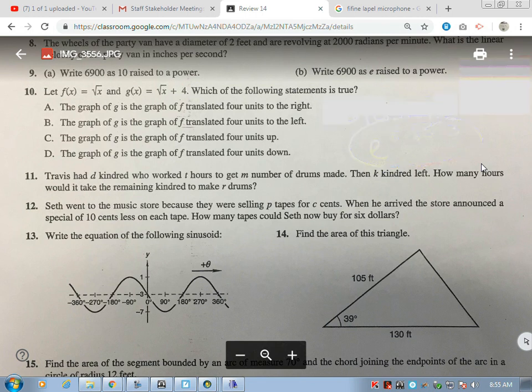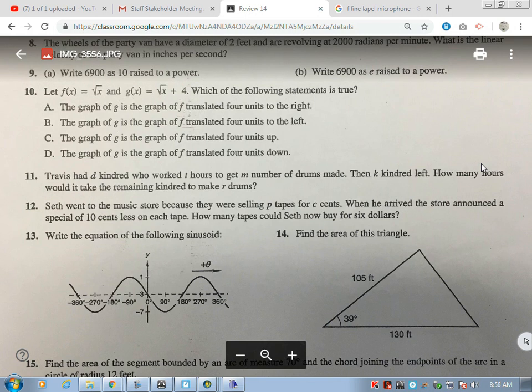Number 10. We've got f of x equals radical x, g of x is radical x plus 4. Which of the following statements is true? A, the graph of g is the graph of f translated 4 units to the right. B, the graph of g is the graph of f translated 4 units to the left. C, the graph of g is the graph of f translated 4 units up. And D, the graph of g is the graph of f translated 4 units down. Which do we think is correct?